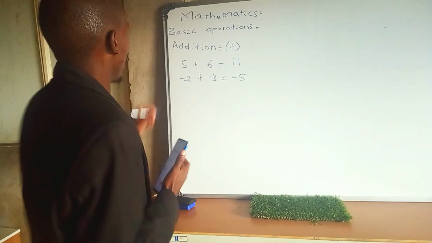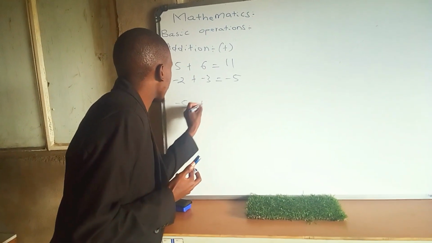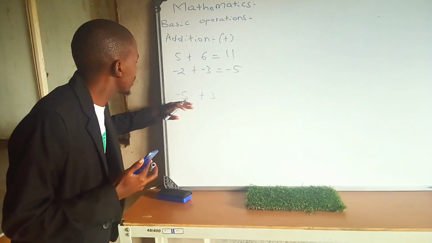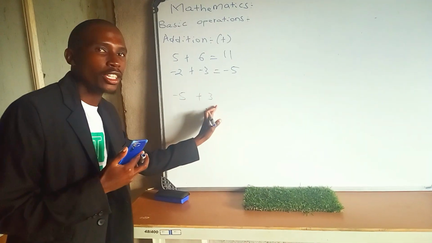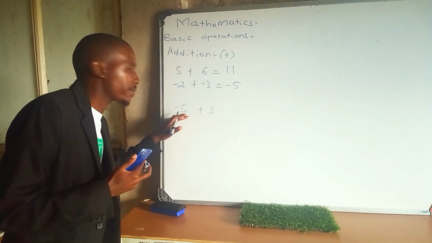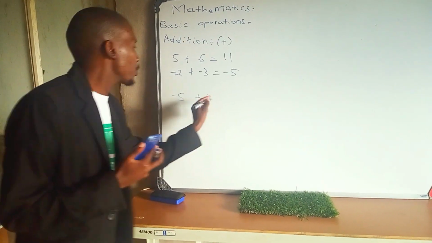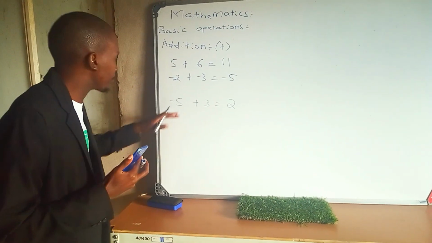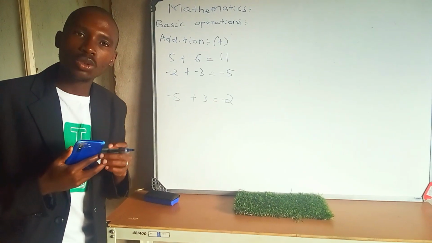For example, -5 plus 3. We are going to ignore that 5 is negative and 3 is positive. We are going to look at the numbers 5 and 3. Between 3 and 5, which number is the bigger number? It is 5. Which means we are going to say 5 minus 3. Then we get the answer that is 2. Now we take the sign of the bigger number, which means our answer is -2.